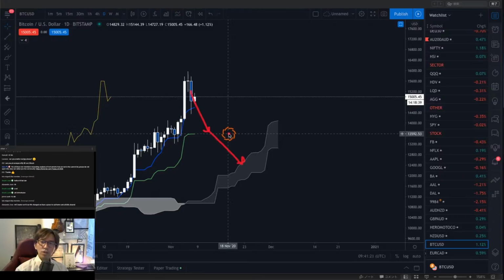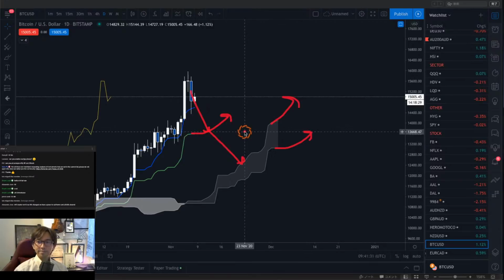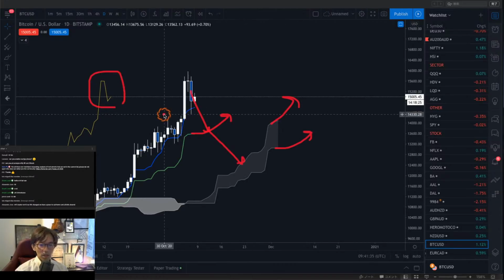So yeah, better to wait until the Senko Span A or B up and Kijun Sen up to look for a buy chance. Chikou Span is okay. Chikou Span is above the candles, so this is okay. But in terms of direction, this is consolidating, so it might come back to Kijun Sen. So we have to be careful on this one.